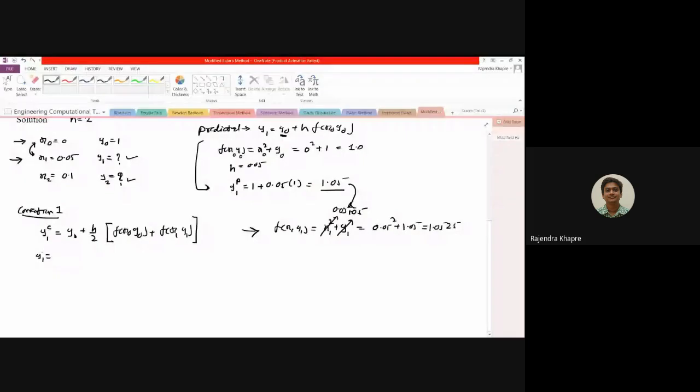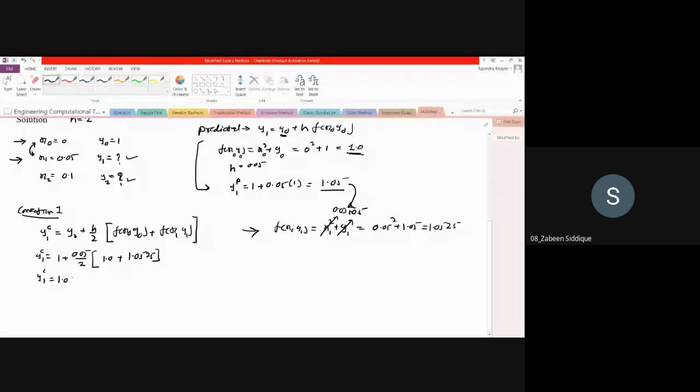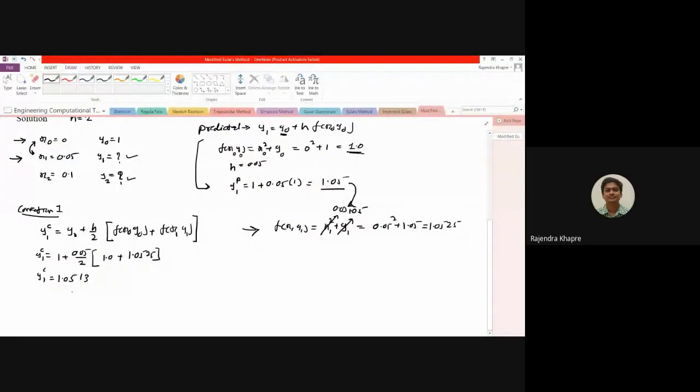Now the y1 corrected will be y0, which is 1, plus h, which is 0.05, divided by 2 into f of x0 y0, which we have just calculated as 1.0, plus 1.0525. So how much is y1 corrected now? 1.0513. Okay, so now this is the first corrected value.